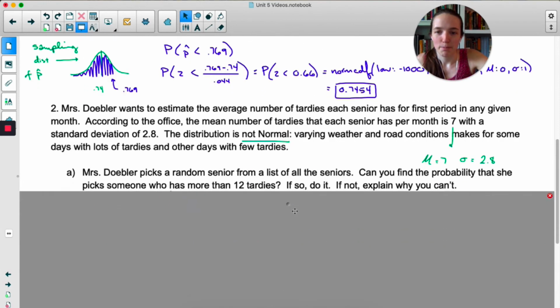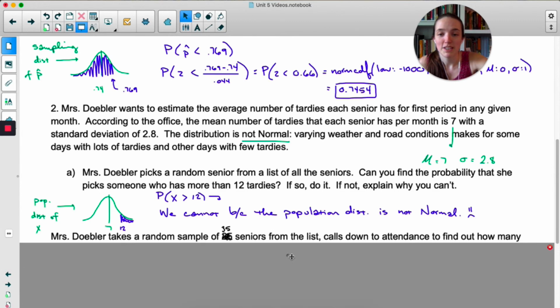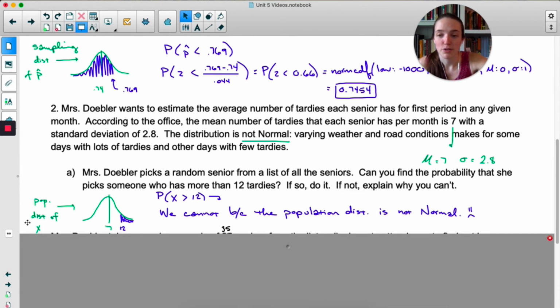Okay, so this first one, I am picking a random senior from a list of all seniors. So this is not about a mean, this is one randomly selected person from a population. However, our population is not normal. We are told it's not normal, which means we can't do this. You might start by doing a picture, you might even write this out, you might even start doing norm CDF. At some point you have to recognize, wait a second, this wasn't a normal distribution. This isn't what the population looks like. It's either right skewed or left skewed. So we can't do this calculation because the population distribution isn't normal. So yeah, sometimes in statistics you have a problem that you have to write I can't do this.